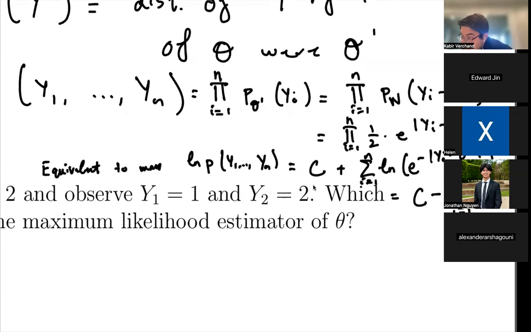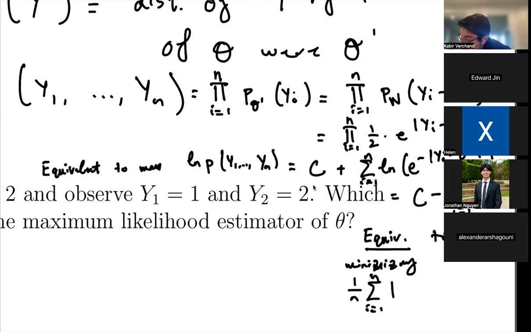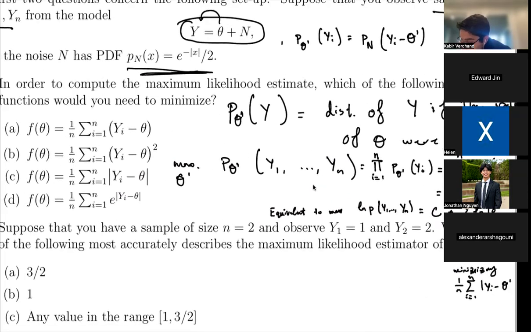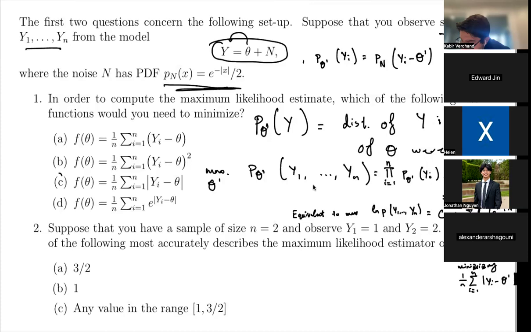And now we're basically done. We want to maximize this expression in theta prime. This is equivalent to minimizing 1 over n, the sum from i equals 1 to n of the absolute value of yi minus theta prime. So now if we go back to these answers here, that's exactly this quantity here. Okay. So this is the first question.